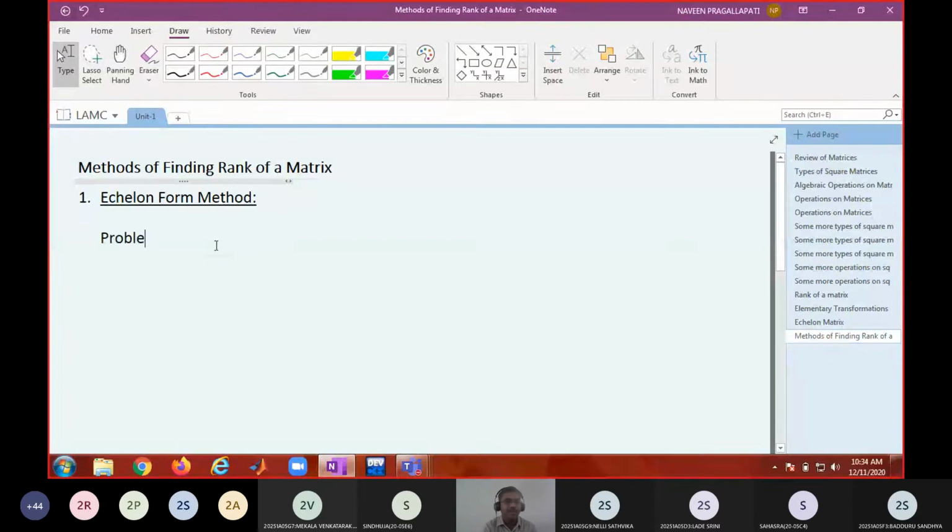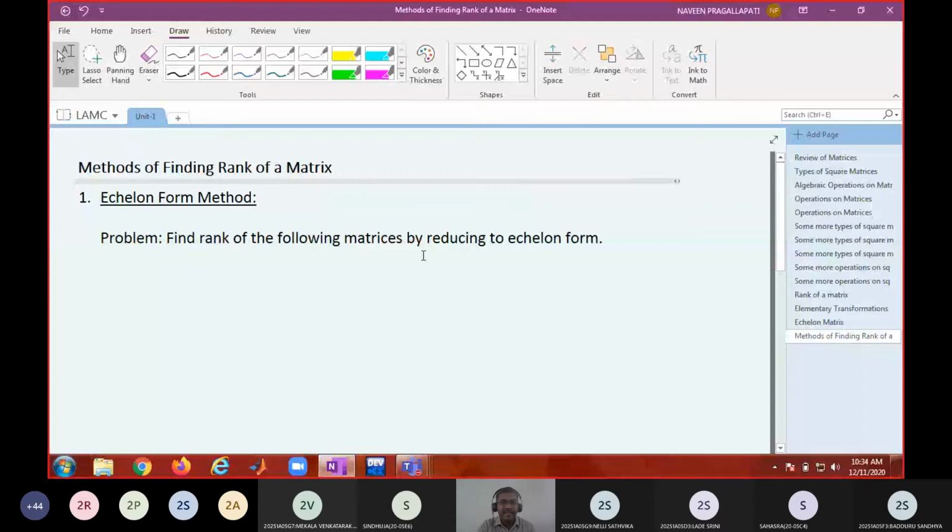Note down, all of you note down. Find the rank of the following matrix by reducing to echelon form.